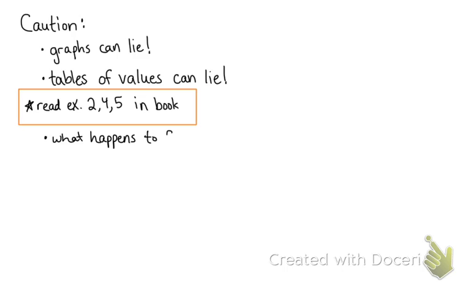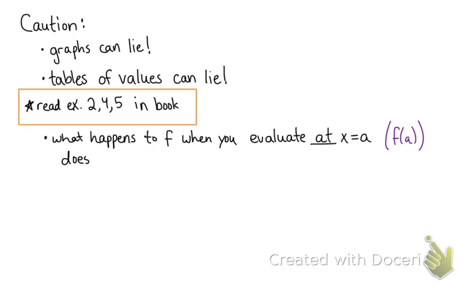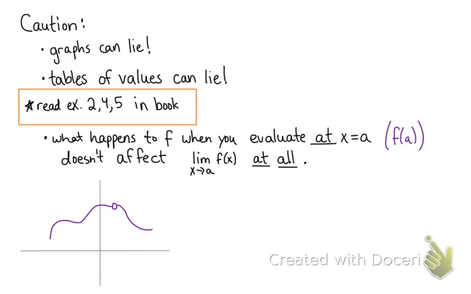Another cautionary point, this is often a confusing thing for students. x equals a, and what happens there does not affect this limit as x approaches a at all, not even a little bit. f of a, that is, what happens to the function when I plug in exactly a, is a totally independent thing from what happens when I plug in values near a, which is what the limit is about.